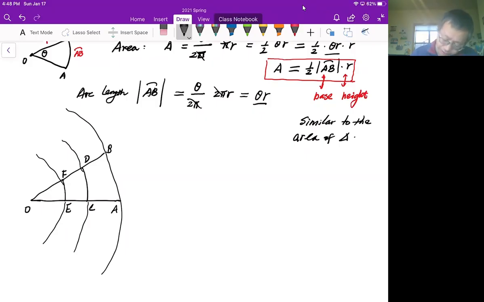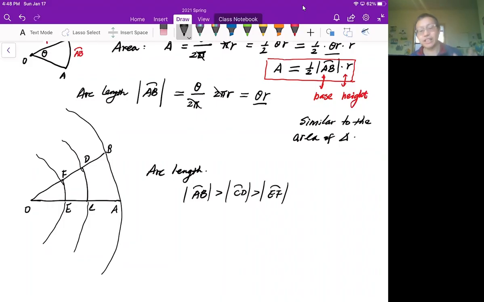If I want to talk about the arc lengths, certainly they are different. In terms of arc lengths, AB is certainly bigger than CD, and certainly bigger than EF. So if I'm talking about the actual lengths, they are different.